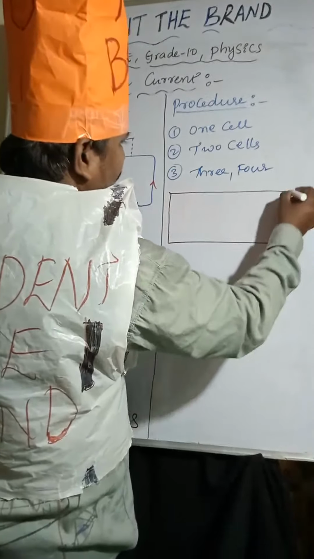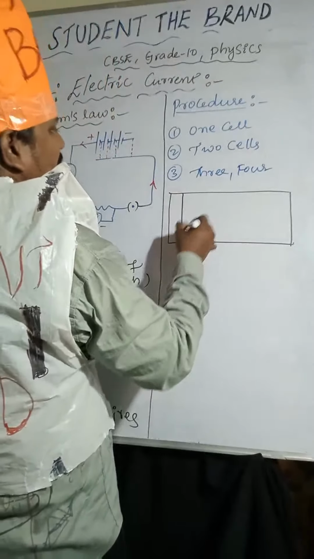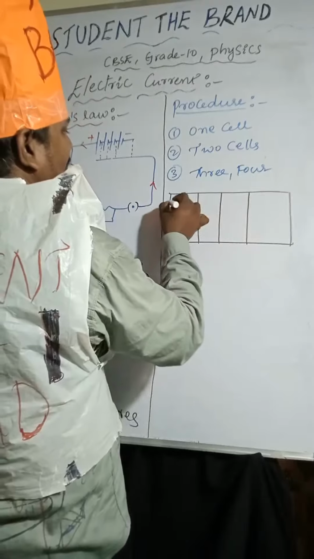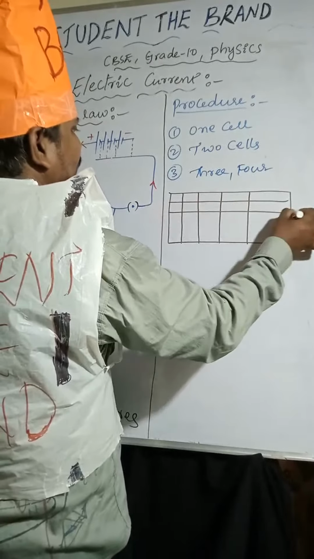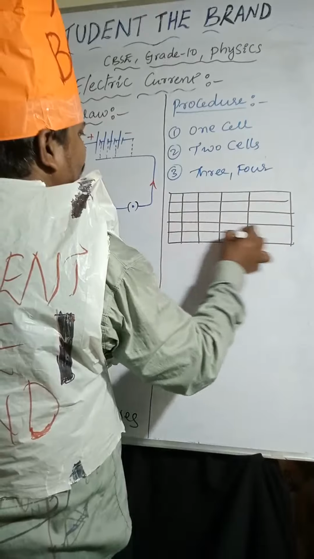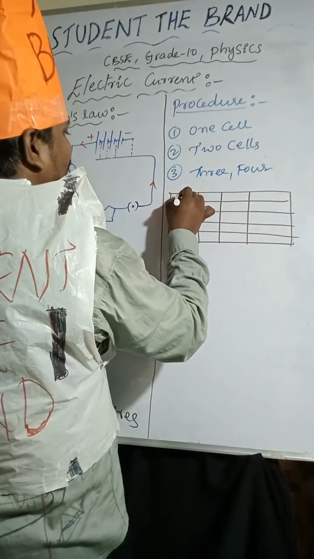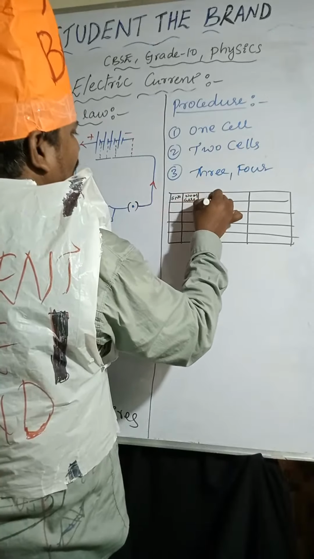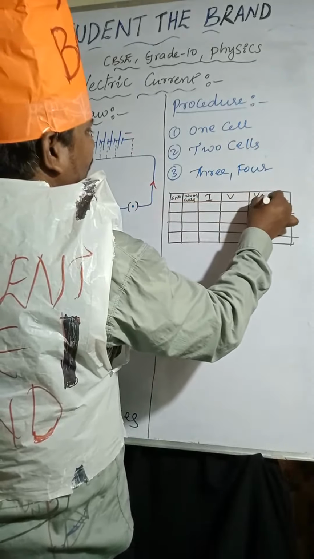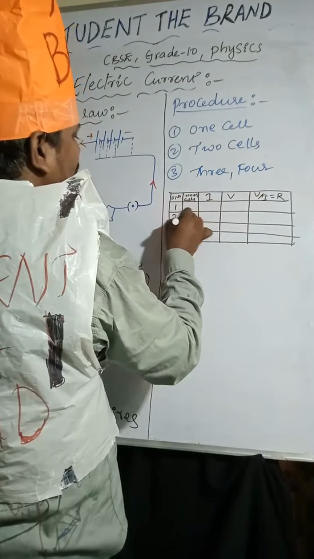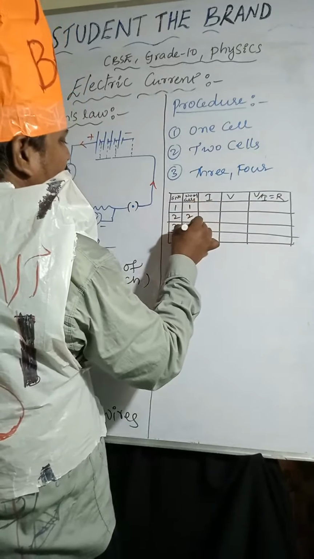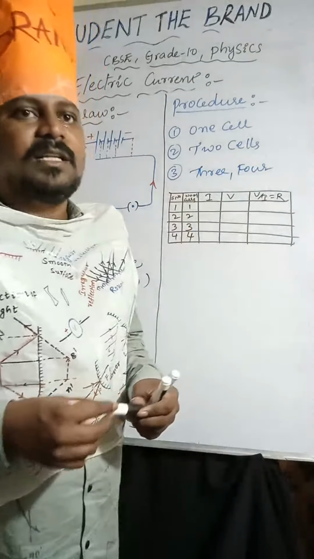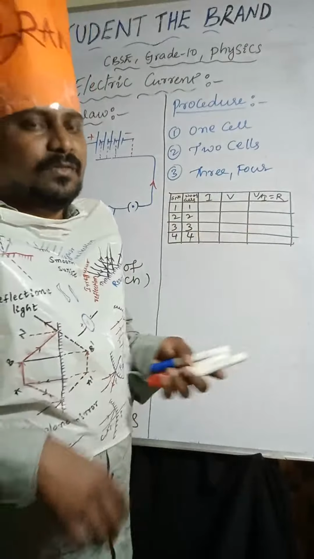So this is the tabular form I am drawing. First one, serial number, number of cells, ammeter reading, voltmeter reading, V by I equal to R constant, 1, 2, 3, 4. We are taking 4 cells, so I am mentioning 4 cells.